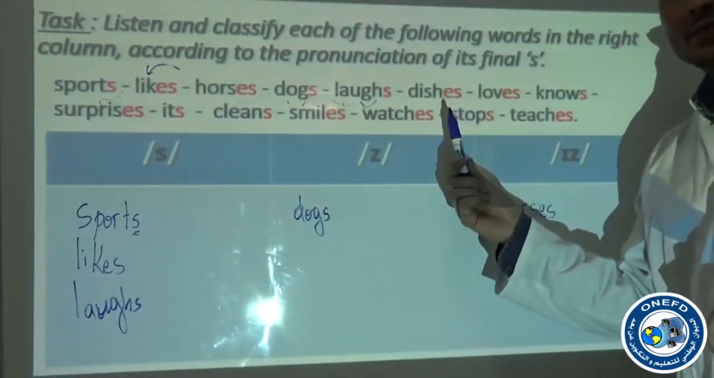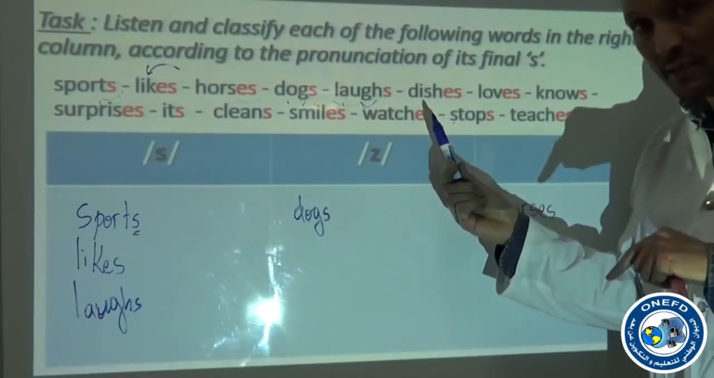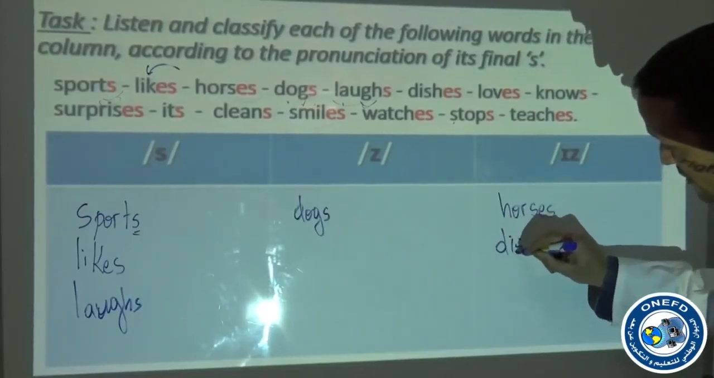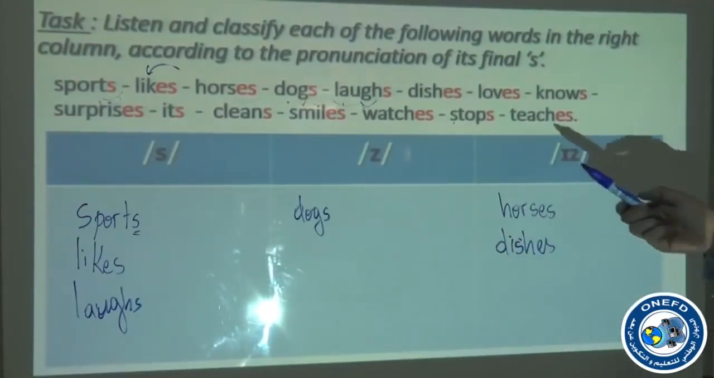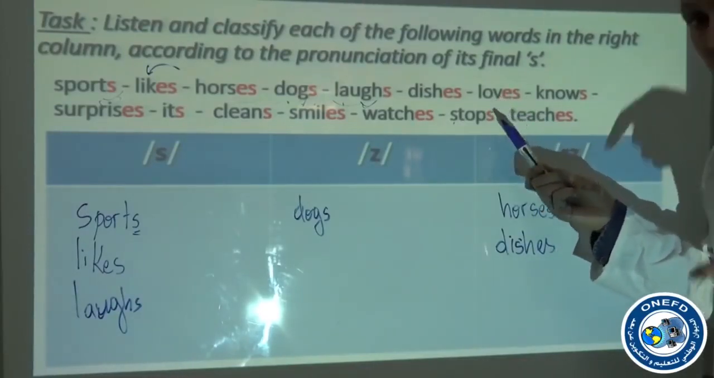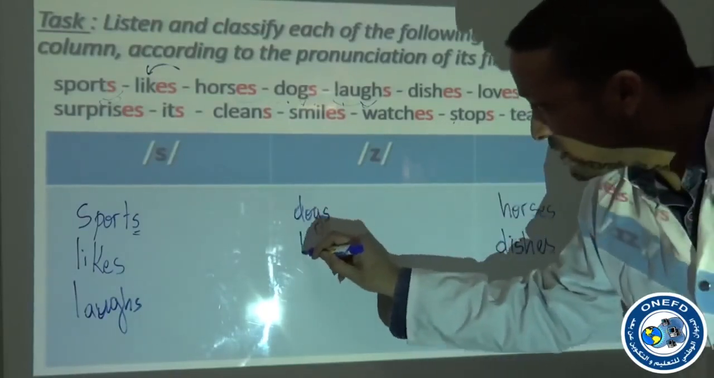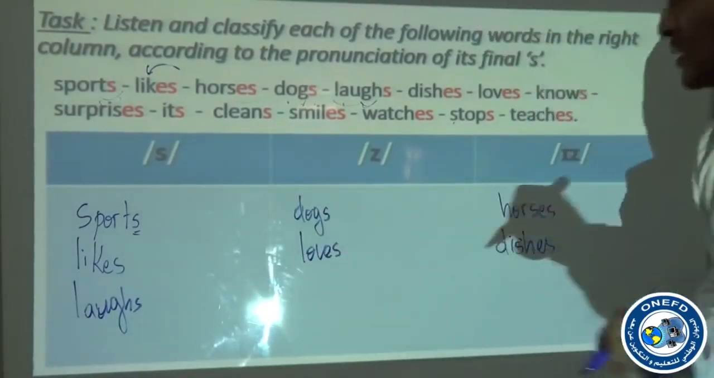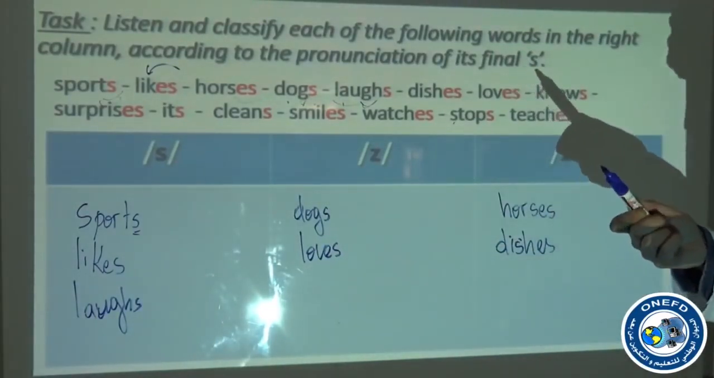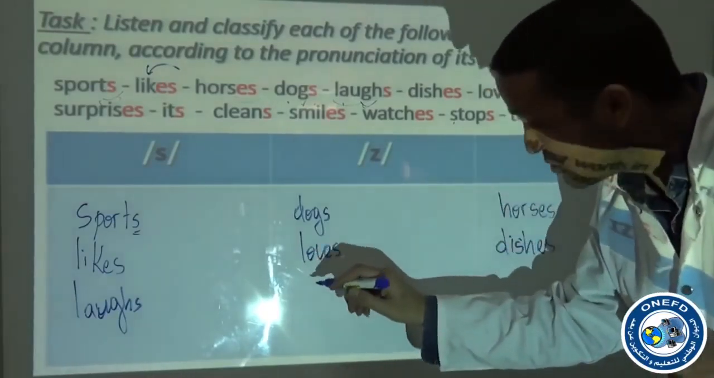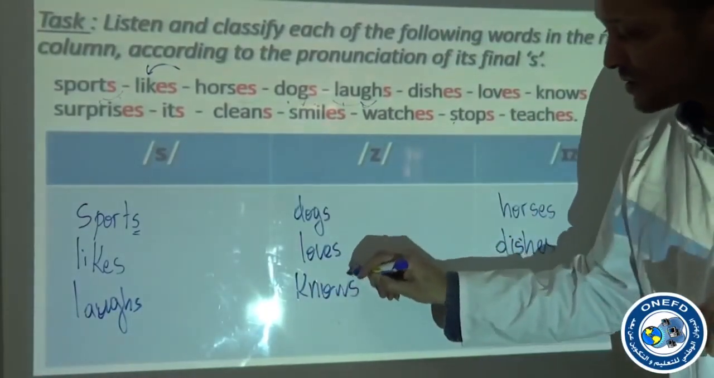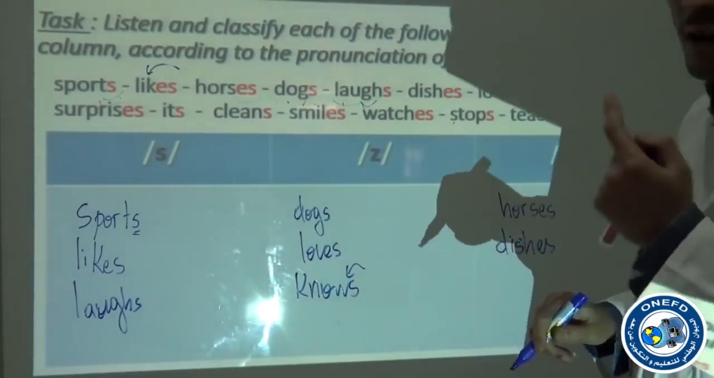The next one, dishes. Yes, it is iz. Good. Here we've got loves. Loves, z. Yes, well. The next word is knows. Knows. It is z too. Why? Because the last sound before the S is a vowel sound.